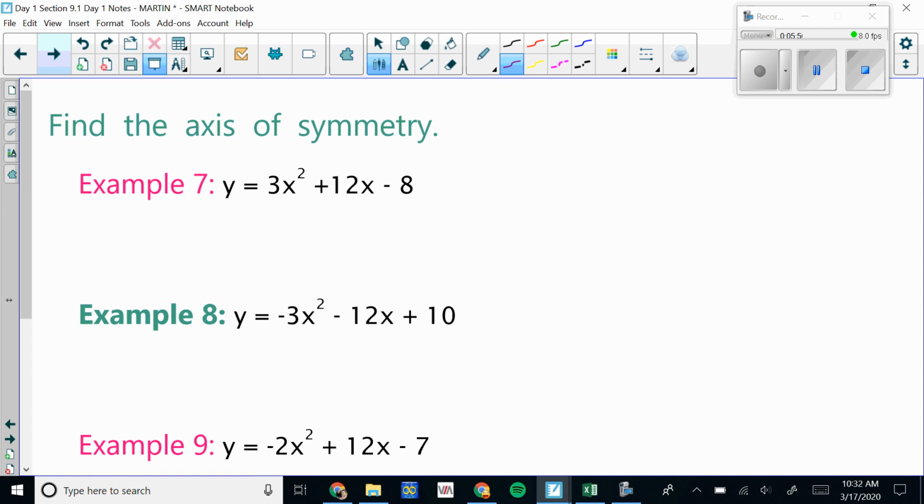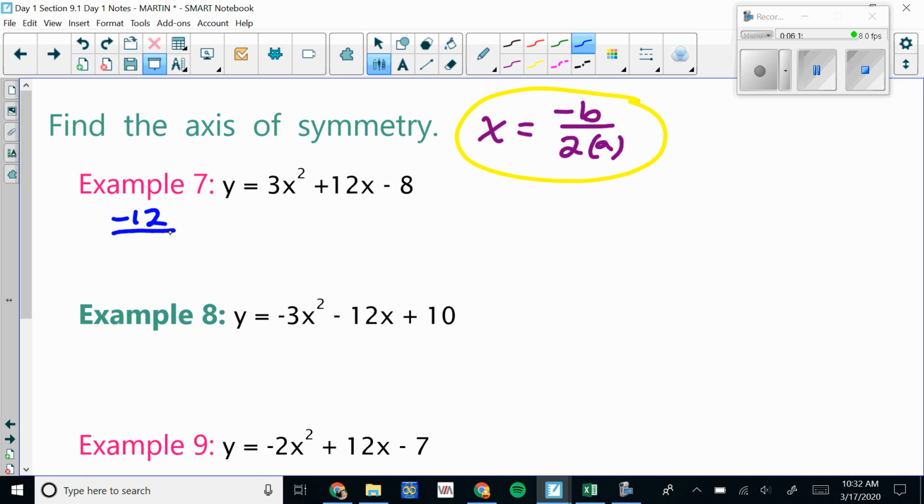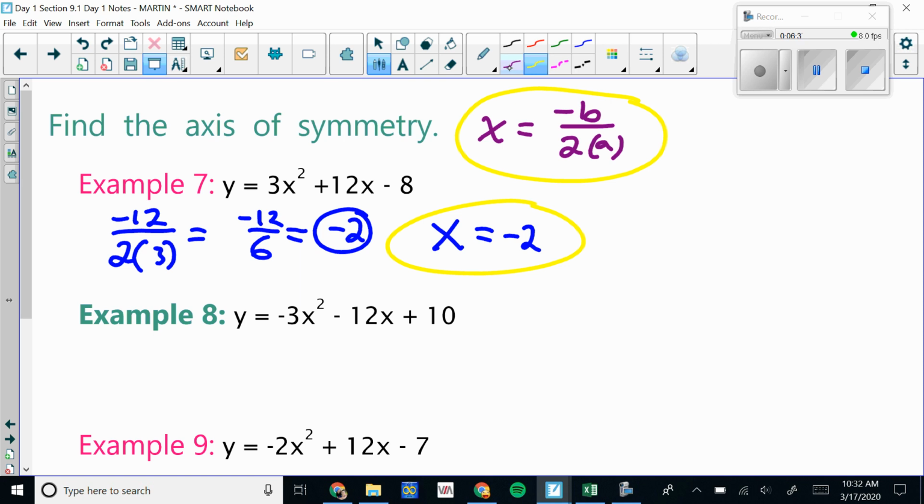To find the axis of symmetry, if we remember, the axis of symmetry is the equation x equals negative b over 2 times a. We're going to use that to find our axis of symmetry. In example 7, negative b is going to be negative 12, divided by 2 times our a, which is 3. So negative 12 over 6, which equals negative 2. I should write this like this: x equals negative 2 is the axis of symmetry.